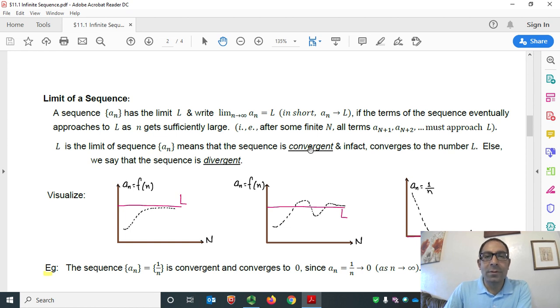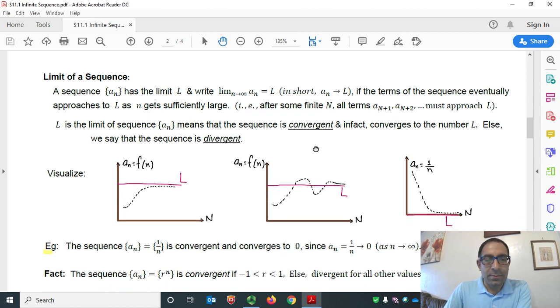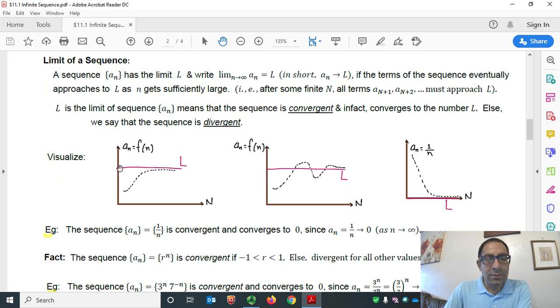So now two fancy names here, convergent and divergent. Visualize: this is the number L and these are the terms of the sequence, so that eventually converges to L. We don't care about finitely many terms; we only care whether the tail of the sequence converges or not. So now it converges to L. So here the sequence 1 over n converges to 0. Great.